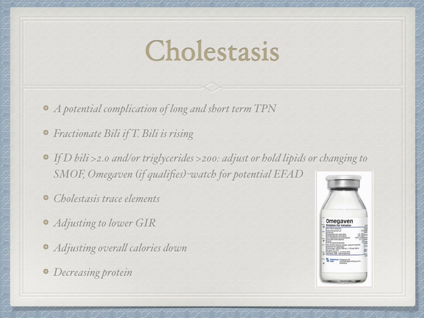If the direct bilirubin is greater than 2 and/or the triglycerides are greater than 200, you need to adjust or hold lipids or consider changing to SMOF or Omegaven if they qualify for this. One thing to watch is for potential essential fatty acid deficiency if you hold the lipids for a long period of time. As far as the specialty lipids of SMOF and Omegaven, which was just recently approved, yay, those you would want to dive in deeper in more of a specialty course.